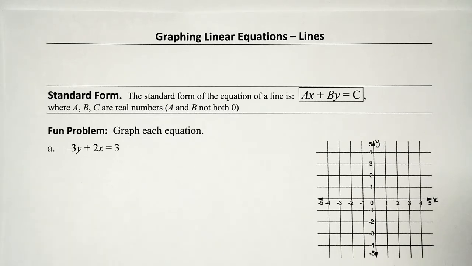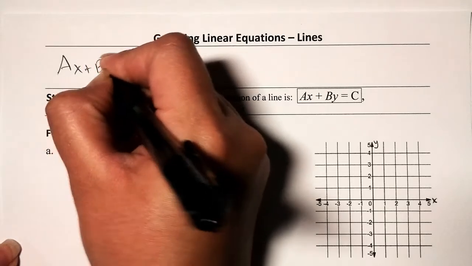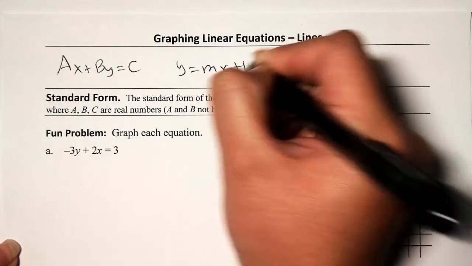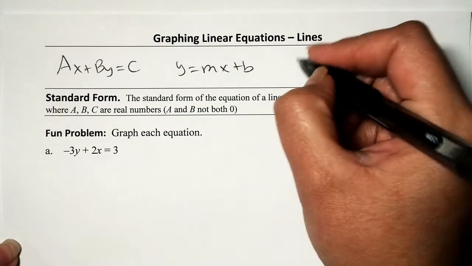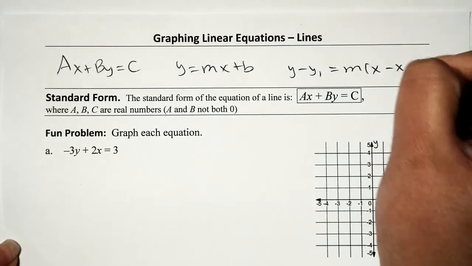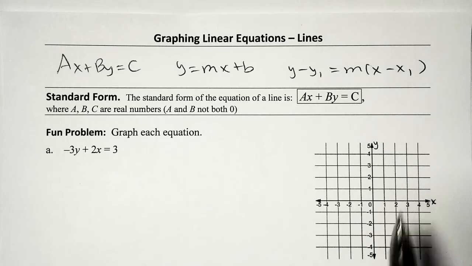Let's go ahead and talk about the different ways that we can write the equation of a line. So one way to write the equation of a line is standard form. Another way is slope-intercept form, and the third and final way to write the equation of a line is in point-slope form, and we will address that in each video one at a time. So let's open it up with standard form.